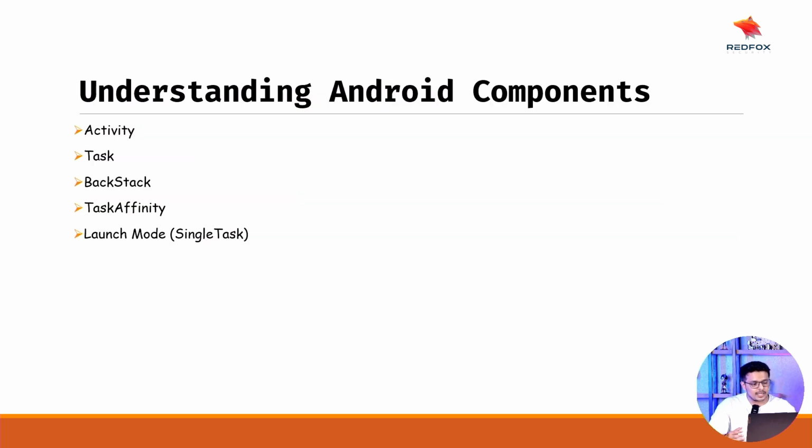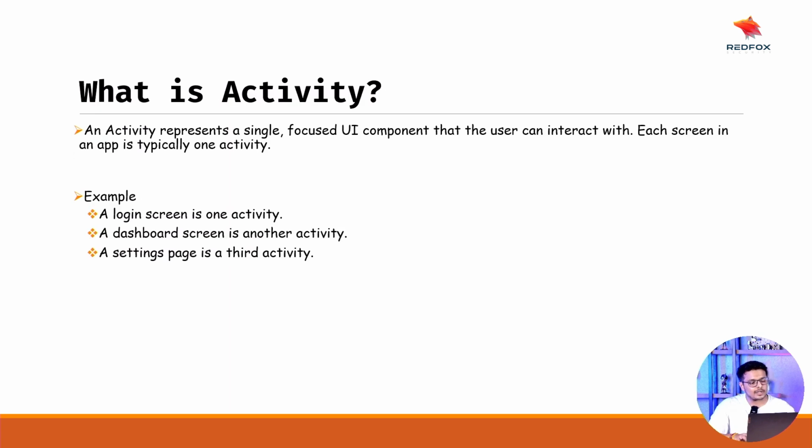So let's first understand how Android works and the different components of it. We won't go in depth, but we need to understand how an Android application is built. So let's go ahead. We are going to discuss 5 Android components, that is activity, task, backstack, task affinity, and the launch mode of an Android application. So let's start with the activity part.